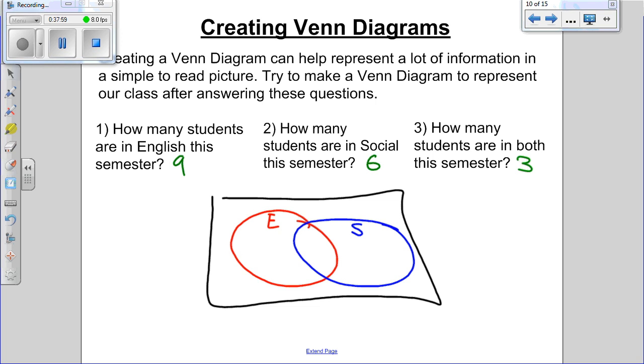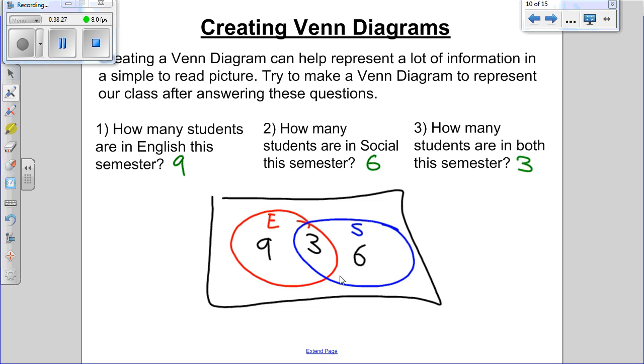So how many people are in English? 9. How many people are in social? 6. How many people are in both? 3. So if you were to make this Venn diagram and you just plotted those things in like that, you would have made a really simple mistake. And what would that mistake be? Yeah, these 3 people I included in both groups.